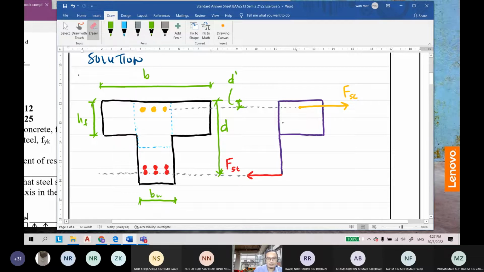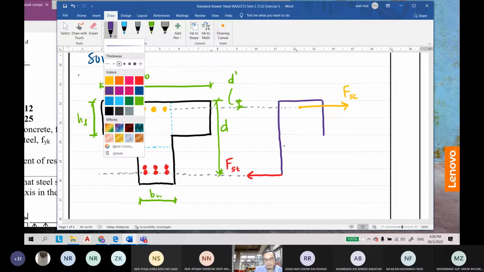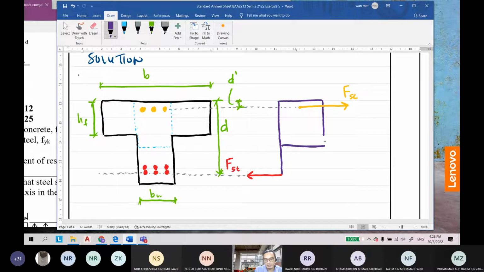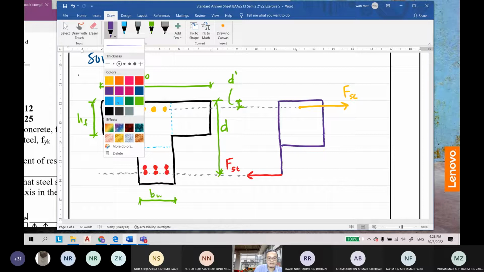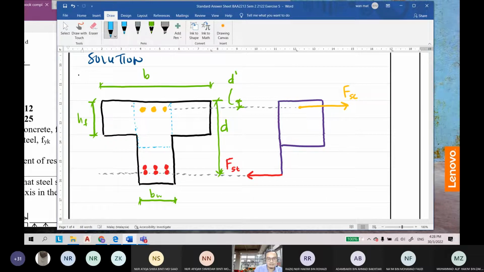So let me do some corrections. Okay, let's say it's up to here. The compressions here. Okay, so this is the compressions, let's say from light blue color. This is the compressions carried by the beam concrete. Okay, concrete inside the beam, for compressions. So it will occur at the center. Let's say here the center. And here, let's say here, this one.